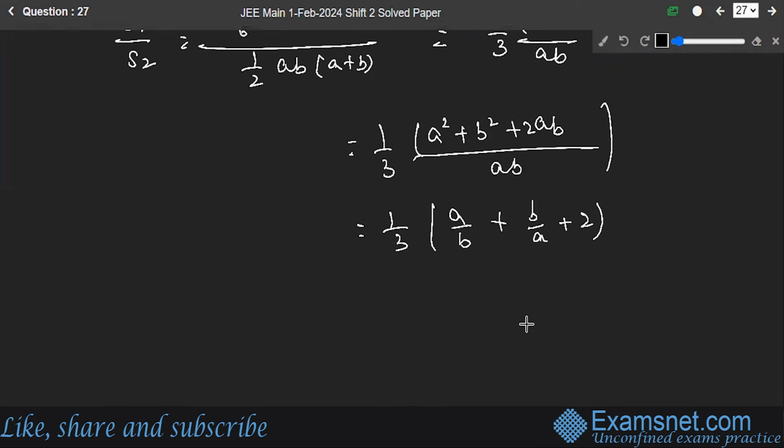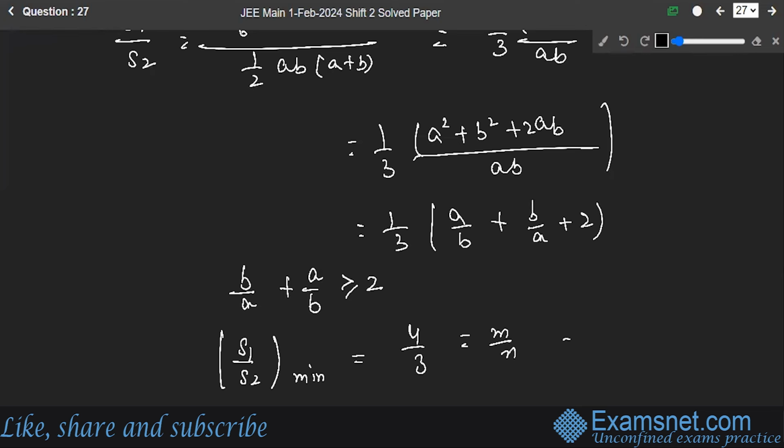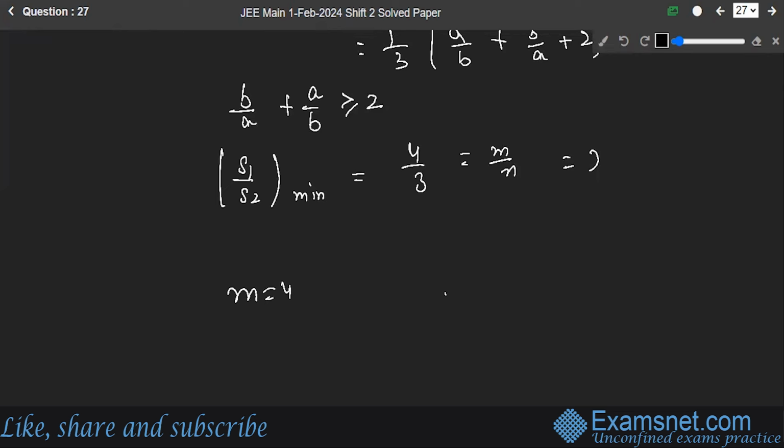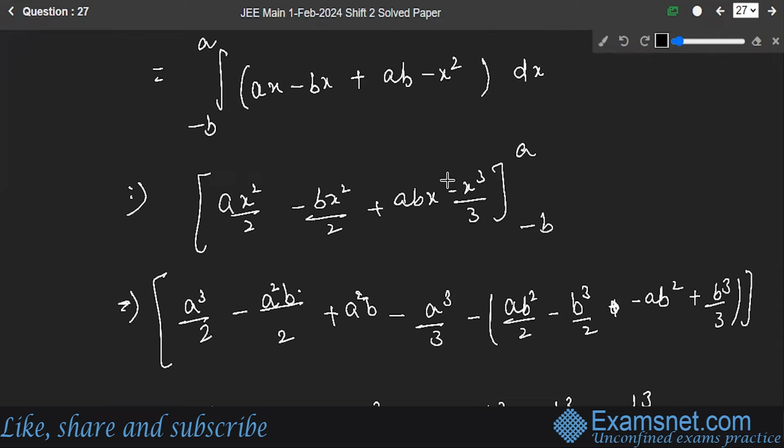Now see, B upon A plus A upon B is greater than or equal to 2. Therefore, for S1 upon S2 to be minimum, this should be equal to 4 upon 3. This is your M and this is your N. This makes M 4, N 3. So the sum of both of them is 7. This is the answer to the question: 7.